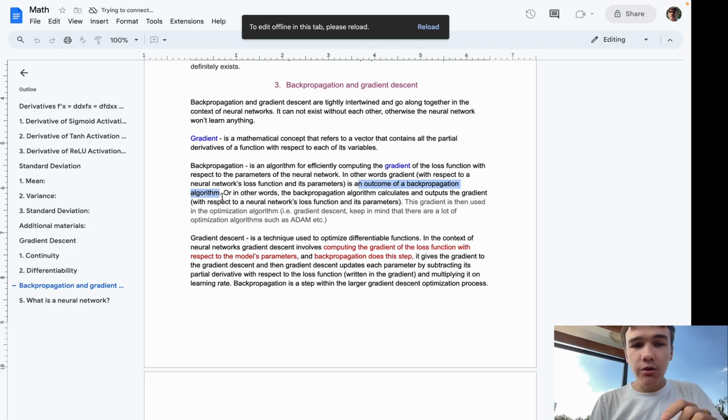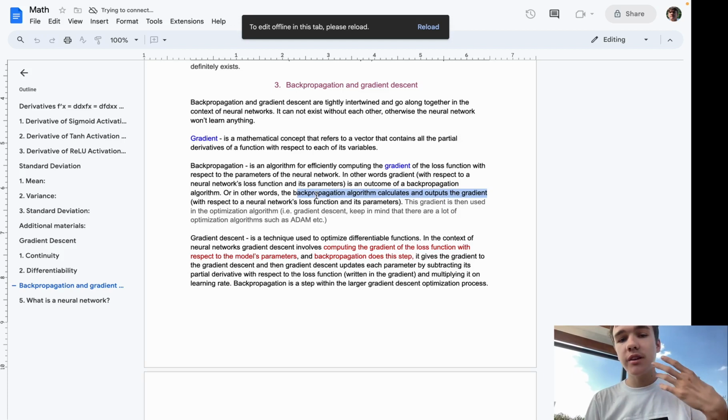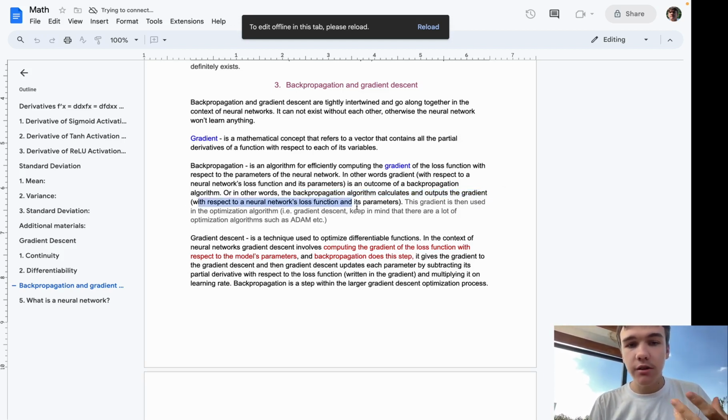In other words, the backpropagation algorithm calculates and outputs the gradient, and that is it. You may think of backpropagation as the efficient algorithm that calculates and outputs the gradient, and that's it, nothing else. And of course, with respect to a neural network's loss function and its parameters.